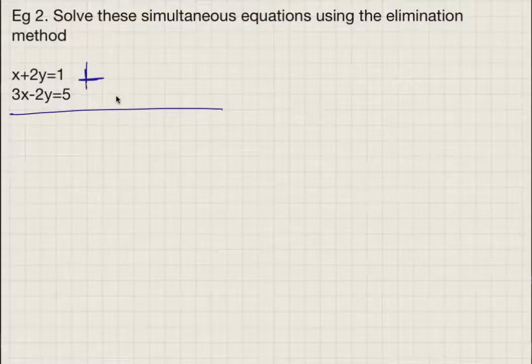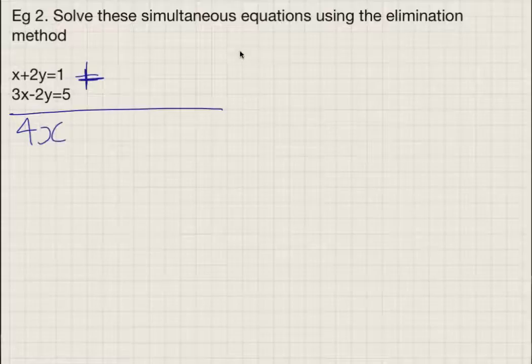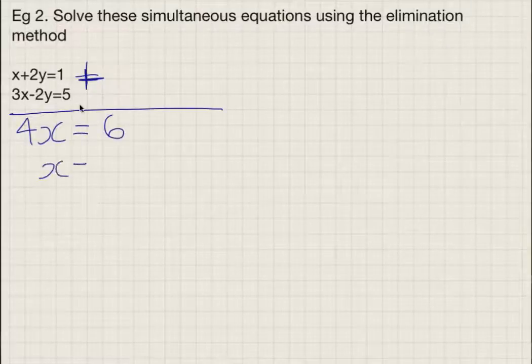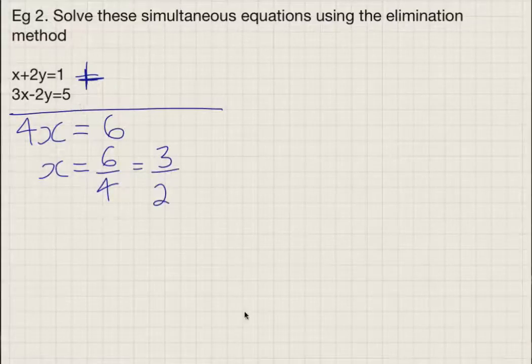Okay, so adding those equations together, x plus 3x is 4x. 2y take away 2y is going to be 0, and then 1 plus 5 is equal to 6. So therefore x equals 6 over 4, which we should know is 3 on 2, or 1.5. 3 on 2 is an acceptable answer.